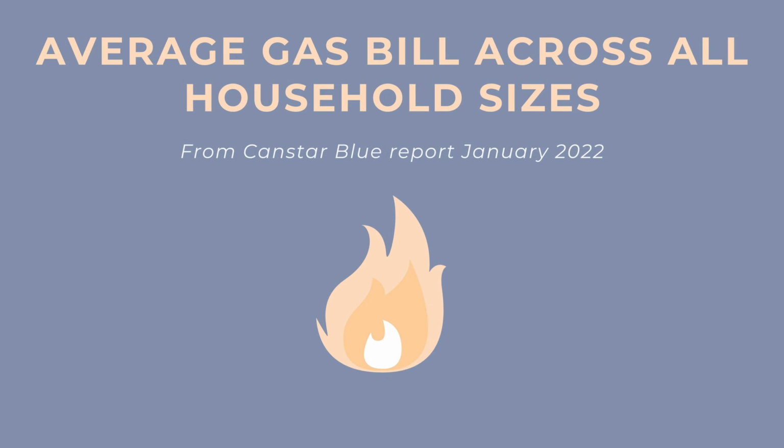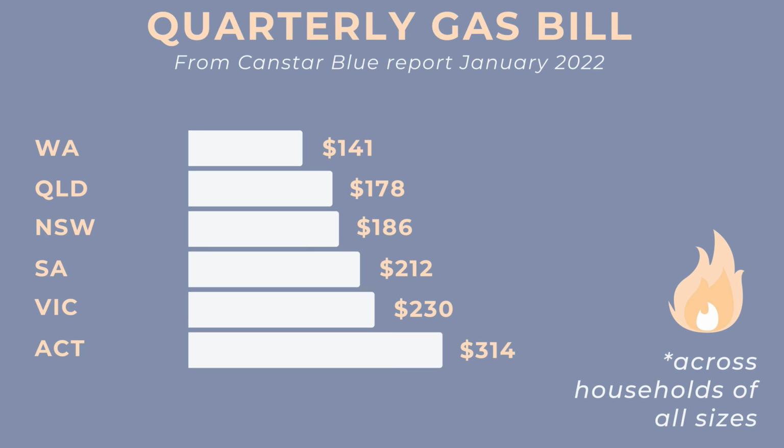And here are some figures for average gas bills across Australia from a report from Canstar Blue in January 2022. This is based on households of all sizes, and it's the quarterly gas bill. So the quarterly gas bill in Western Australia is $141. In Queensland, it was $178. In New South Wales, it was $186. In South Australia, it was $212. In Victoria, it was $230. And in the Australian Capital Territory, it was $314.